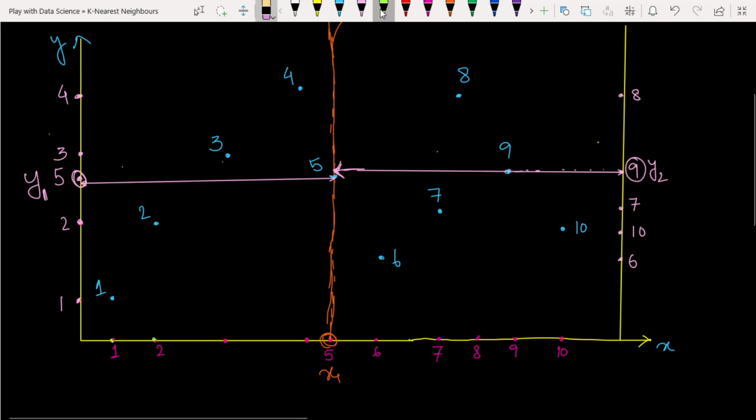I am considering here 1 and 2. What will be the median value? It is 2. Now we are dividing the sample using 2 on the x-axis.